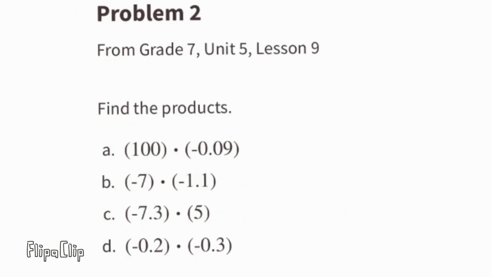Problem number 2 from 7th grade Unit 5, Lesson 9. Find the products. Products mean multiply. A. This is a positive times a negative, so I know my answer is going to be a negative. I'm multiplying negative 0.09 by 100. That means I need to move the decimal 2 places to the right. So 100 times negative 9/100 equals negative 9.